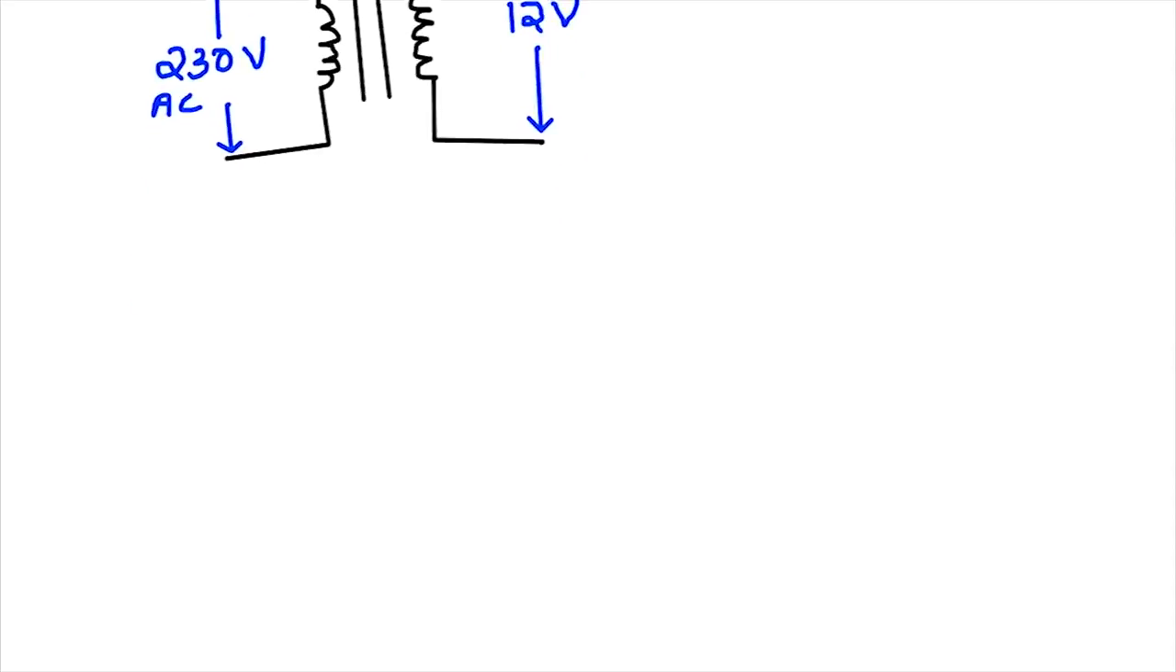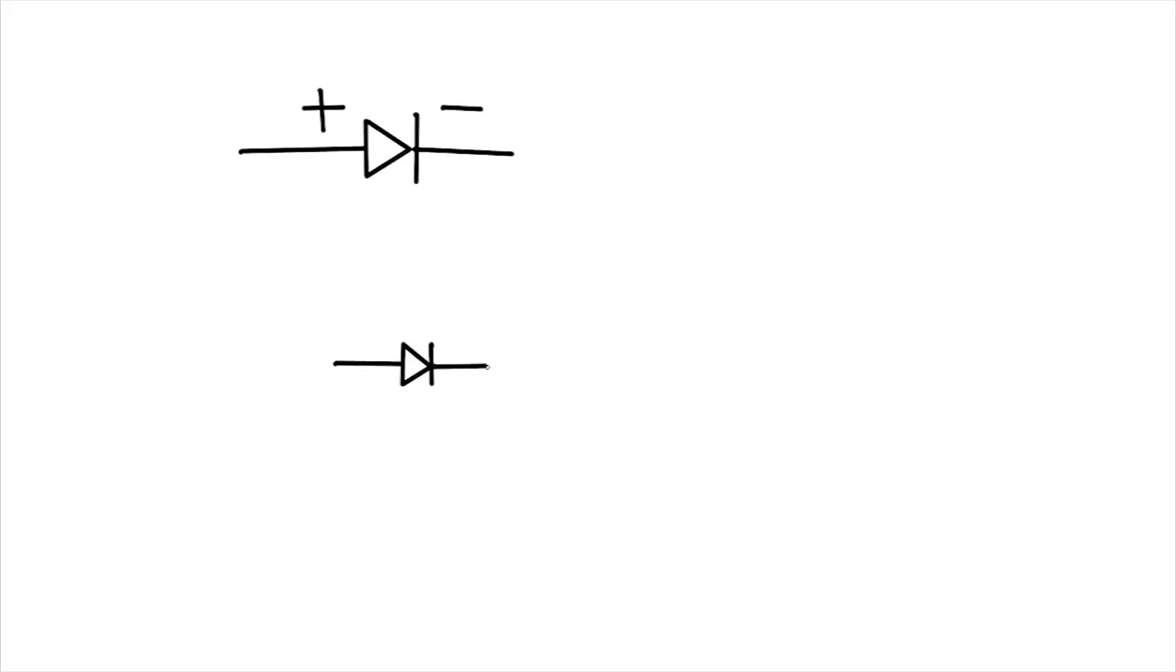To do this, we need some diodes. Let's use a simple IN4007 diode. A diode basically conducts in forward bias condition and acts as an open circuit during reverse bias. Let me demonstrate this in a more simple way. This basically is the symbol for diode. This here is the positive end, this will be the negative.